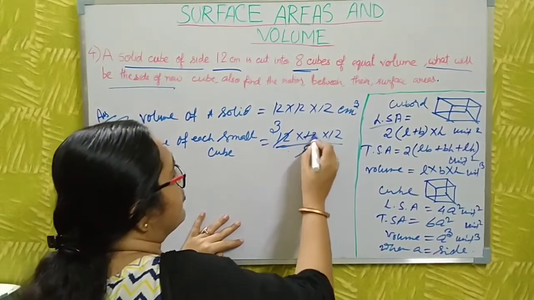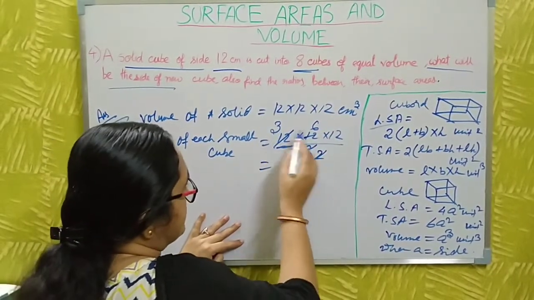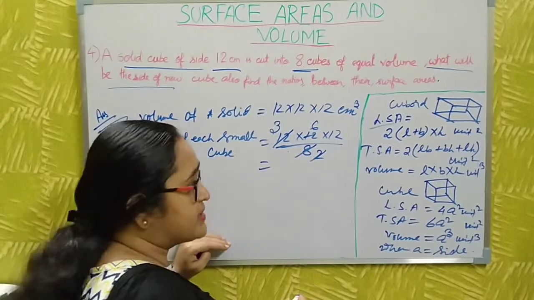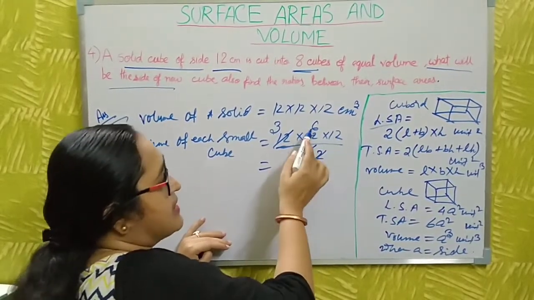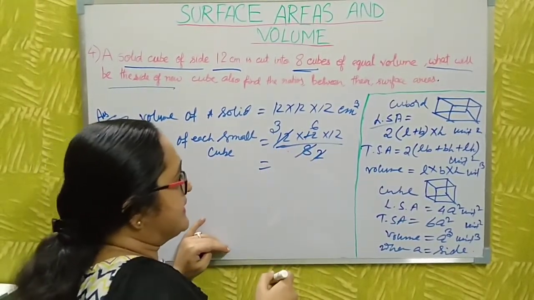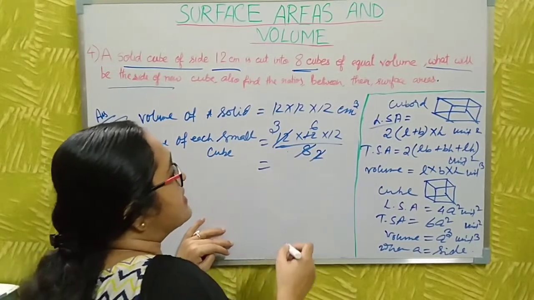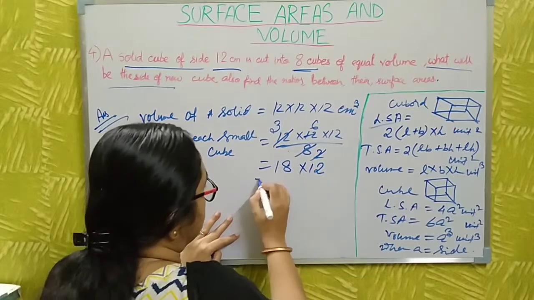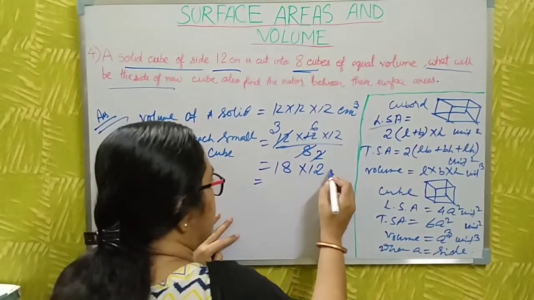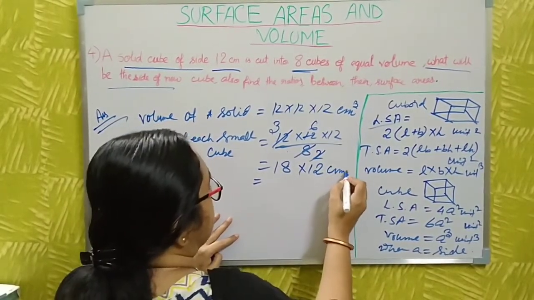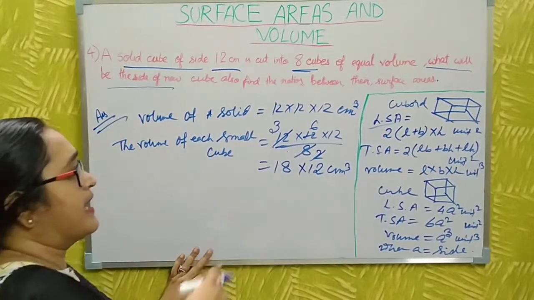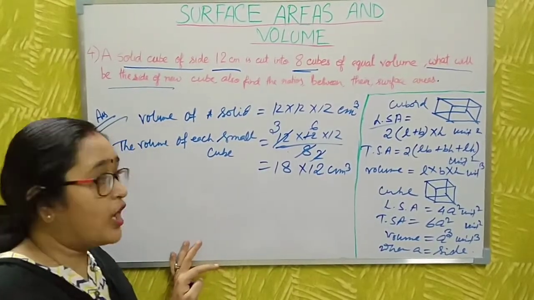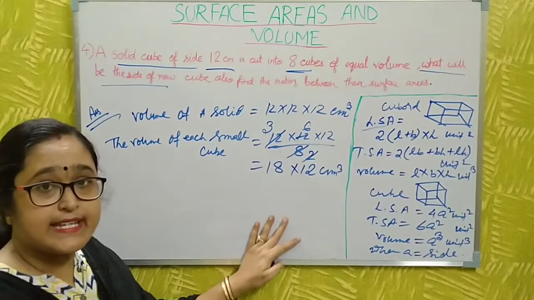Then 2 6s are... This is 3 2s are 6, 3s are 18, and 18 and 12s are this one. You just keep it here like this. Then the 8 cube volume is like this.